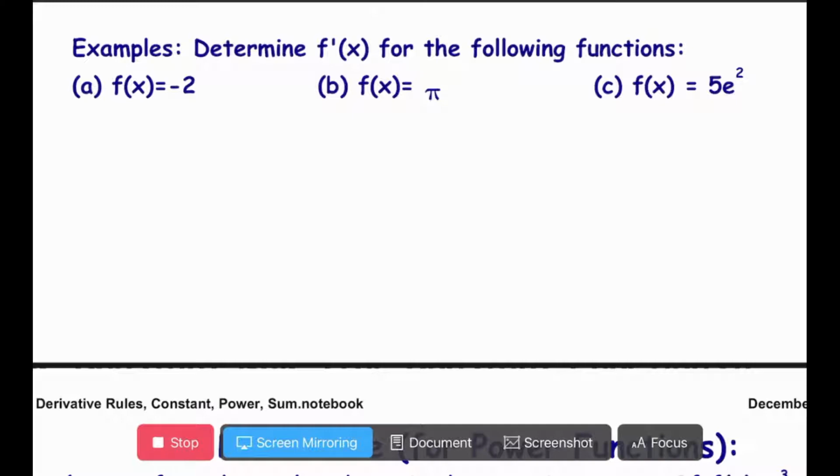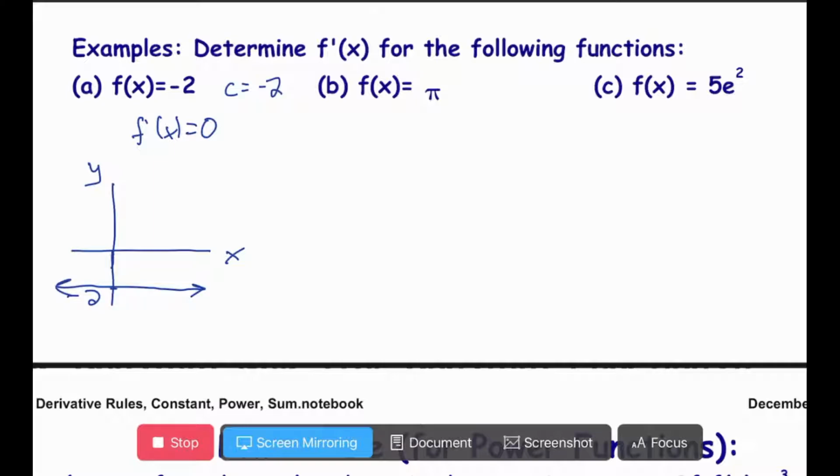For A, we're looking at f of x equals -2. So our c value is -2. And so what's our derivative going to be? Well, it's going to be 0. And we could sketch that really quick as well, although it's pretty simple, we can probably just visualize that in our head, no problem. Yep, that's a horizontal line. Definitely has a slope of 0.